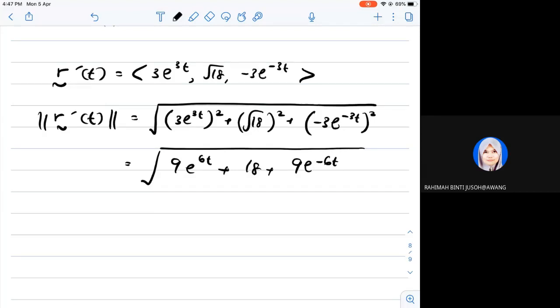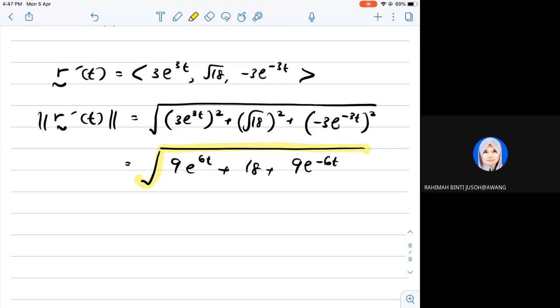So, we need to have some tricks here. Okay, kita kena ada trick kat sini untuk kita cancelkan kita punya punca kuasa 2 ni. Sebab leceh nak integrate ni. Okay. It's hard to integrate this kind of equation.